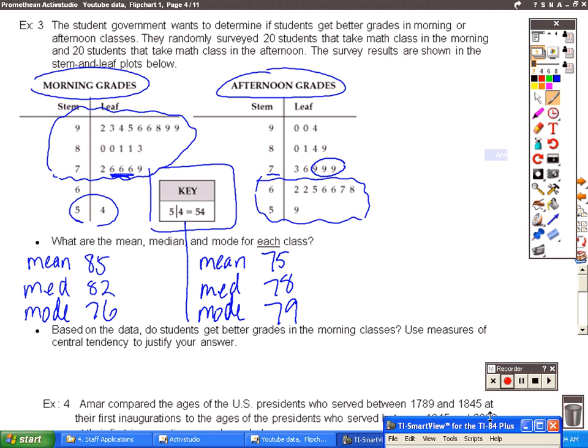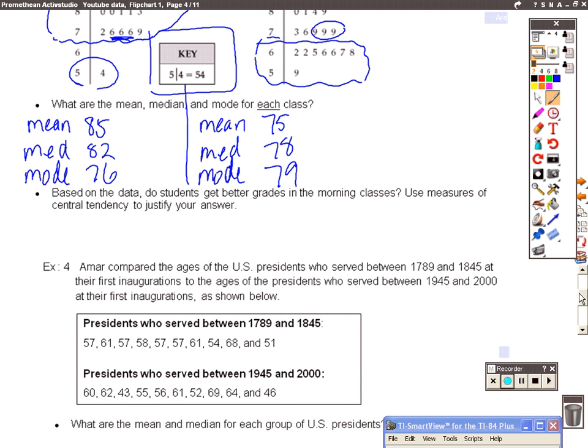All right, let's see what the questions are. Based on the data, do students get better grades in the morning classes? Use measures of central tendency to justify your answer. Well, when we compare the data, we can see that the morning class has a higher mean. The morning class has a higher median, but they have a lower mode. And the mode is really just the grade that was scored the most often, and so that's not really a good way to compare the data. Pretty much the best way to compare the data in this case is we see in 2 measures of central tendency that the mean and the median are greater in the morning classes than they are in the afternoon.